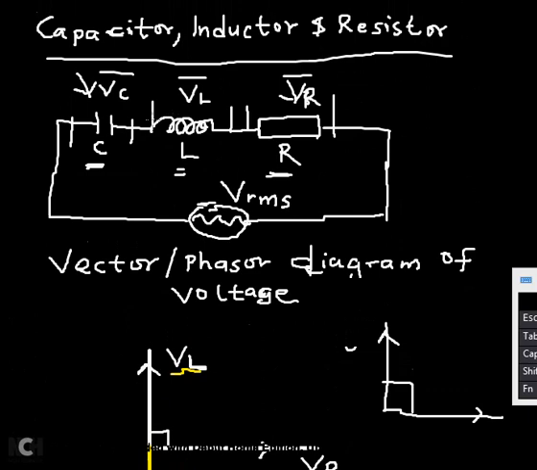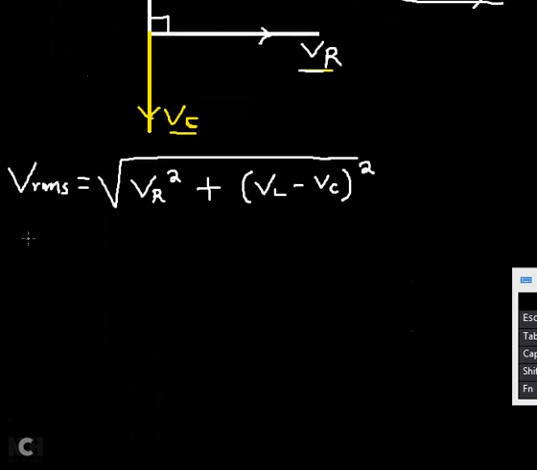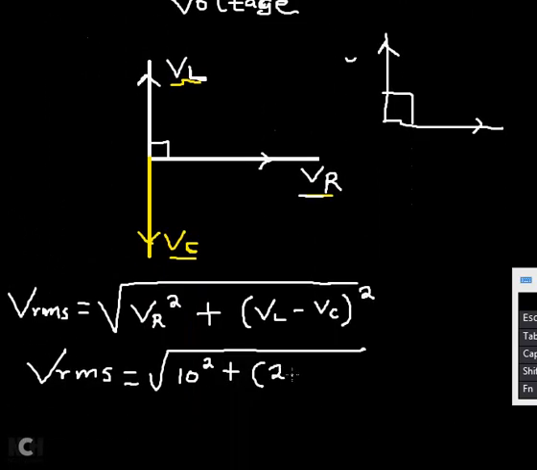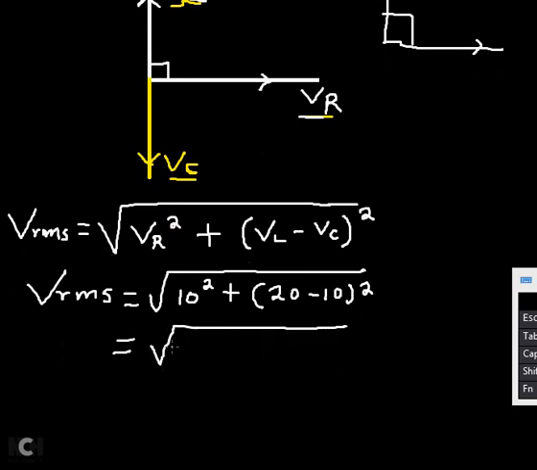So let's say the voltage across the capacitor is 10 volts, the one across the inductor is 20 volts, and the voltage across the resistor is 10 volts. And you're being asked to find the VRMS value of this circuit. Simple. The VRMS value is going to be equal to the square root of the voltage of the resistor, 10 squared, plus bracket open, the voltage of the inductor 20 minus 10, all squared. This gives me 100, and 20 minus 10 is 10, squared is also 100. So at the end of the day, I'll have the square root of 200. You can use a calculator to do that.